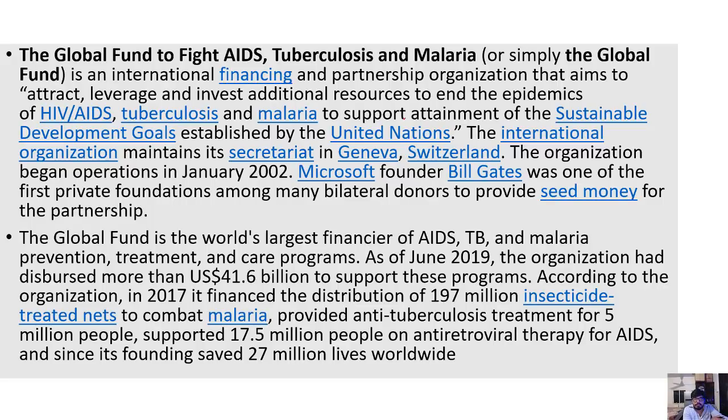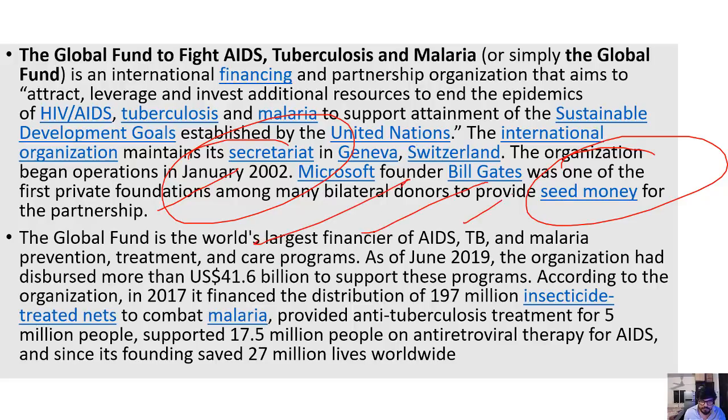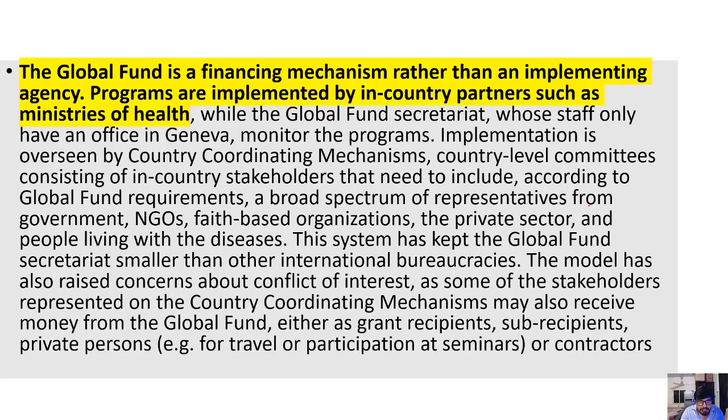And Microsoft founder Bill Gates was one of the first private foundations who gave this huge donation, and in January 2002 this was started there. Okay, so they gave seed money there, and this fund is going on, the biggest fund for these important diseases. Okay, world's largest financer for AIDS, TB and malaria. They have helped African nations, they have helped Indian bodies and all, and a lot of fund is coming. Okay, you can see. Next, and one more important thing, implemented by country partners. This is only a financial mechanism, financial body.